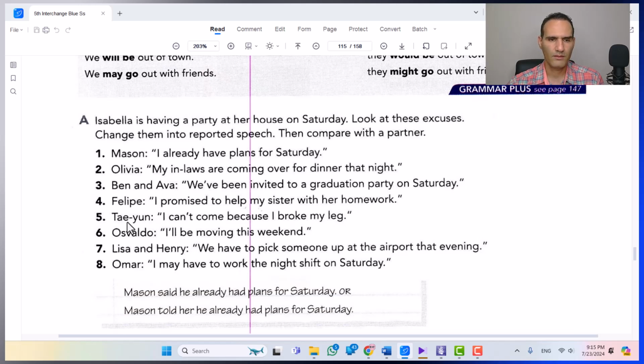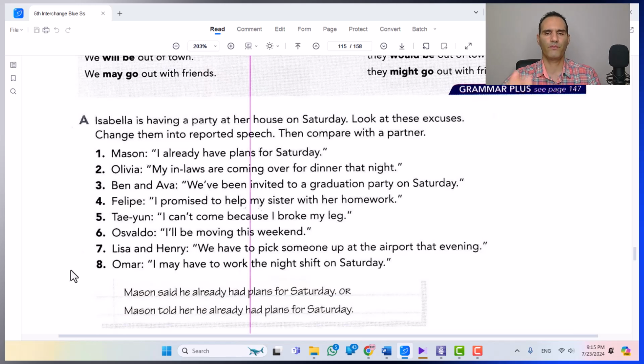Okay? Taeyun: "I can't come because I broke my leg." She said she couldn't come because she broke her leg. Number 6, Oswaldo: "I'll be moving this weekend." He said he would be moving this weekend.